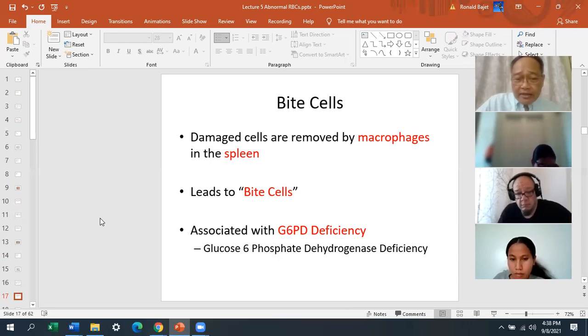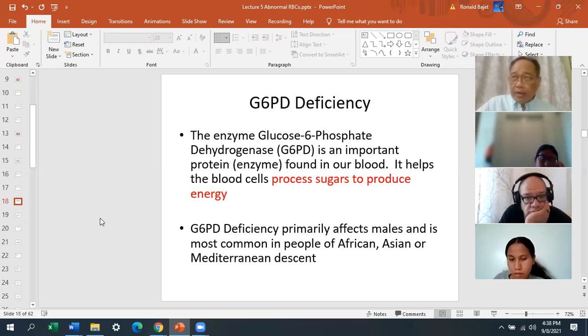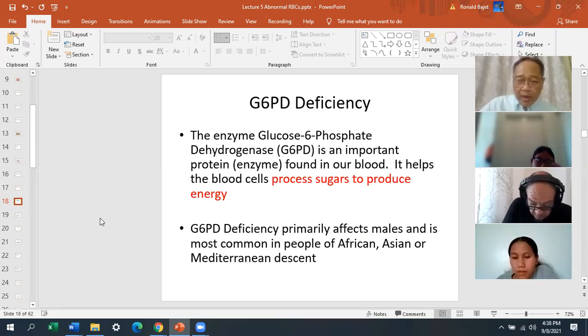Bite cells or Heinz bodies are associated with a condition called G6PD deficiency, glucose-6-phosphate dehydrogenase deficiency. So this enzyme, G6PD, glucose-6-phosphate dehydrogenase, is very important because you need it to process sugars in your body. If you don't have it, then you won't be able to properly process sugars in your body, okay? So your body needs G6PD. But in patients who don't have the enzyme, the condition is called G6PD deficiency. Then you're prone to having your hemoglobin damaged by oxidants, and you're creating Heinz bodies and the ROS, etc. Okay, you need to have the G6PD to prevent from having Heinz bodies.